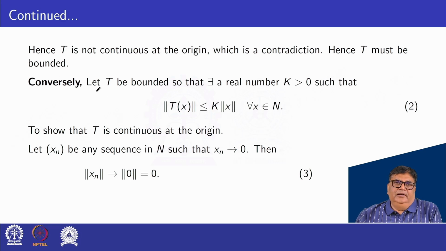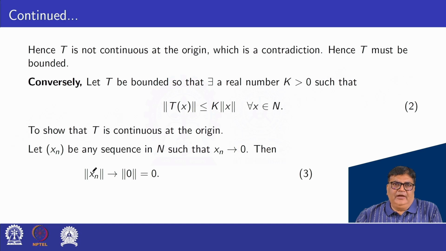Conversely, now we have to prove that if T is bounded, then it is continuous at the origin. So let T be bounded, so that there exists a positive number k greater than 0 such that norm Tx is less than or equal to k norm x. Okay, to show that T is continuous at the origin, let x_n be any sequence in N such that x_n converges to 0.